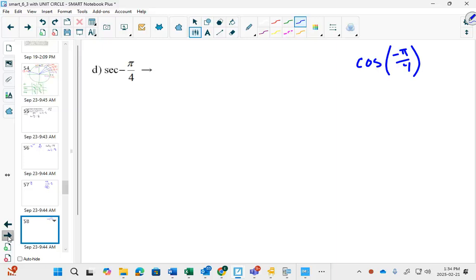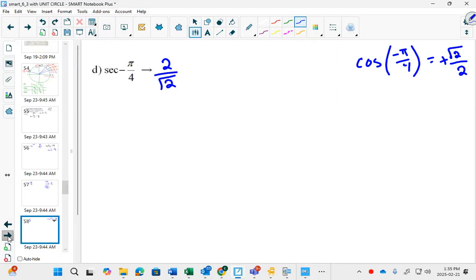Notice, we never flip the angle. The angle stays the same. So figuring out cos of negative pi over 4, well, I know that cos of pi over 4 is root 2 over 2, and since this is in quadrant 4, it would stay positive. Once I figure out cos, I will know that secant is just the reciprocal.